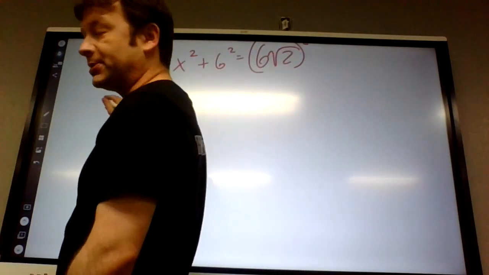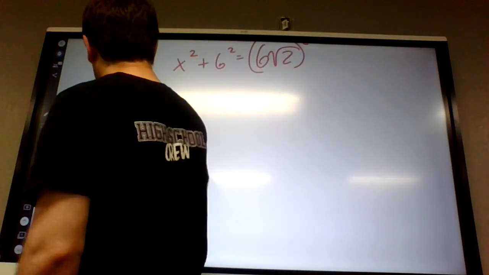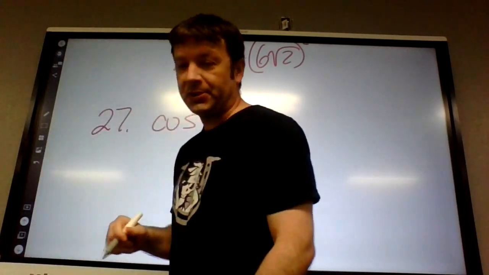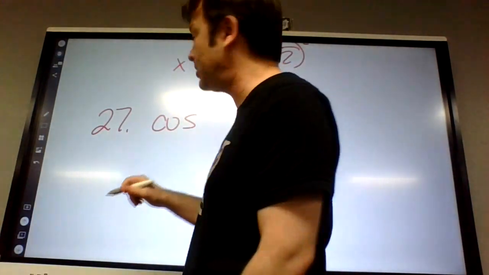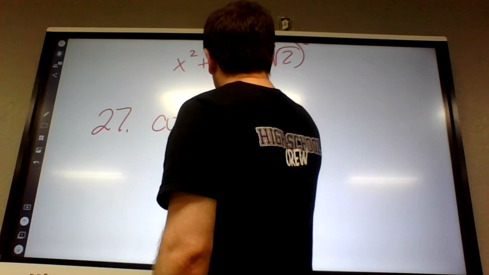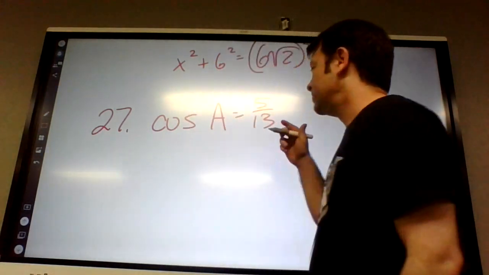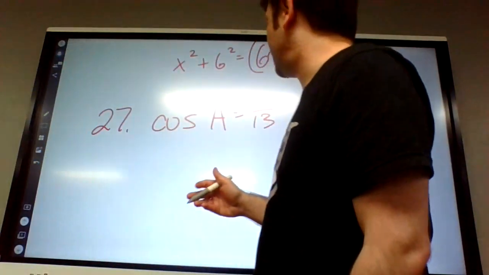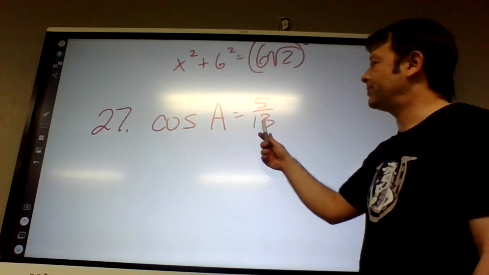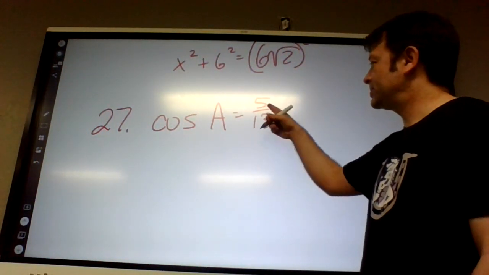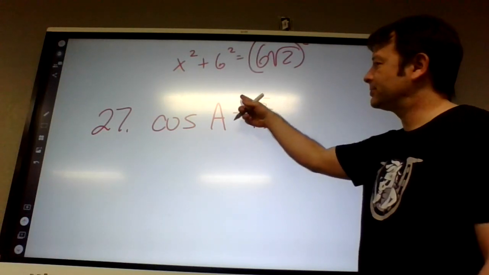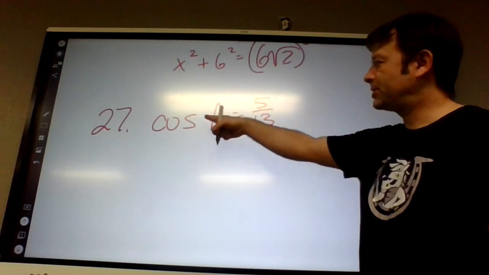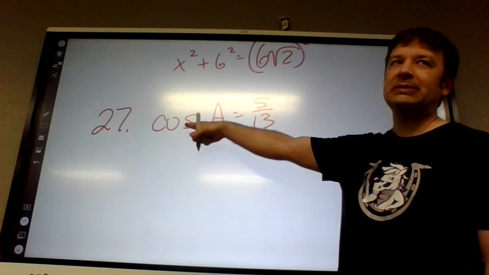Okay, 27 is different because they're not even drawing a triangle. They're just telling us one fact. Cosine of A equals 5/13. Well, this is enough information to figure out something about a triangle, though. What does this tell us about our triangle? What's cosine supposed to tell us?